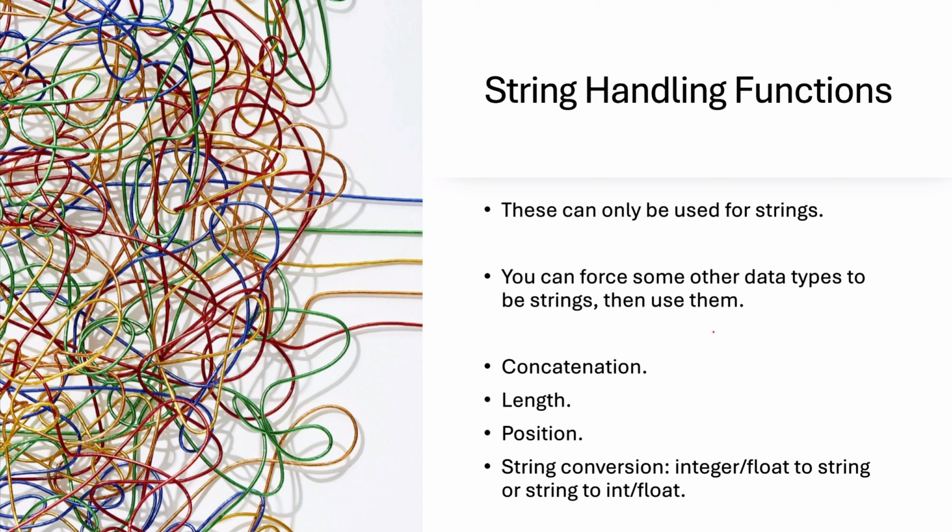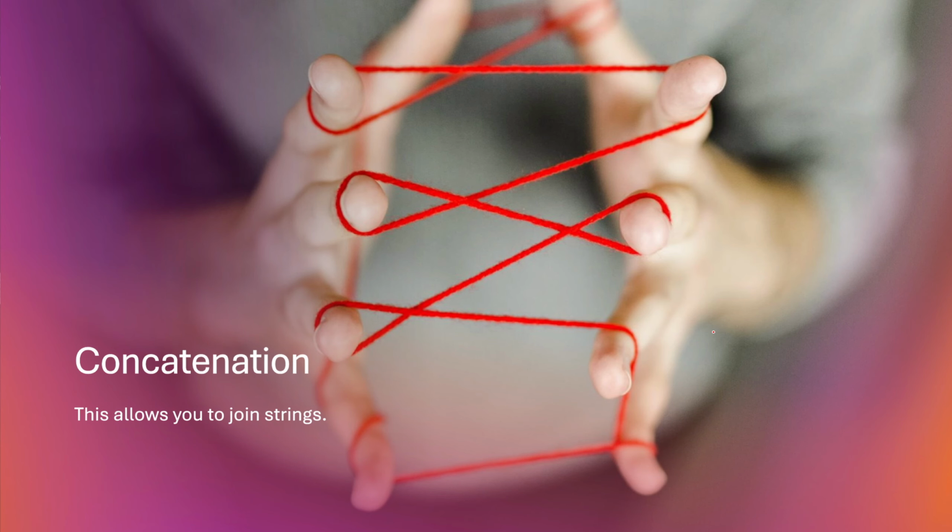Next, we have string handling functions. These can only be used for strings. You can force some other data types to be strings and then use them, but generally speaking, these are only for strings. So concatenation, this allows you to join strings together.